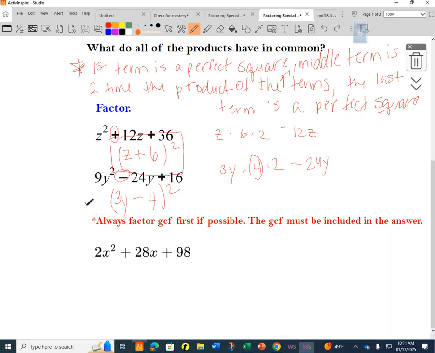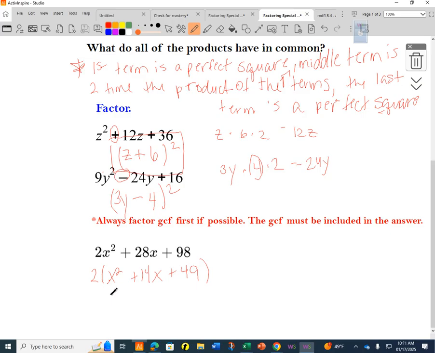However, there is a common factor in all of these terms, and that common factor is 2. So we can pull a greatest common factor out first and rewrite it. And now, I suspect that this trinomial is a perfect square trinomial. So now my answer, let's confirm it.